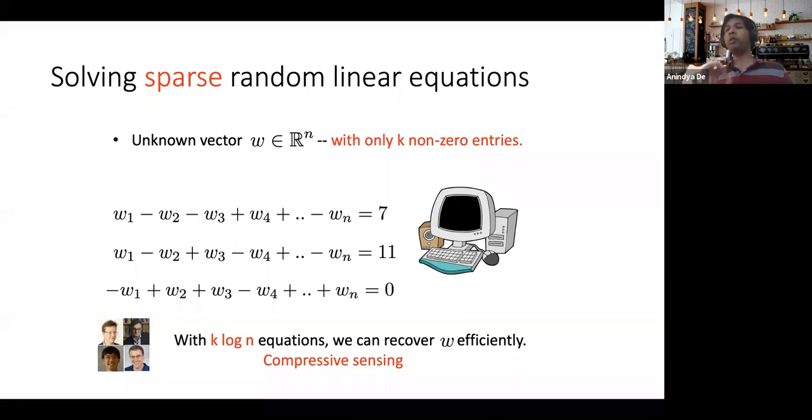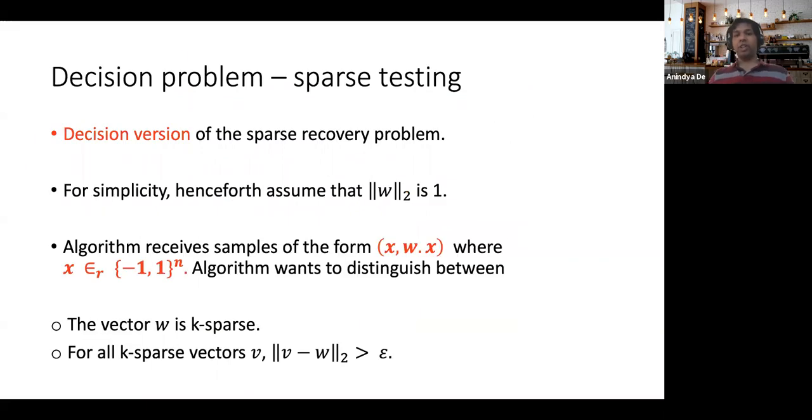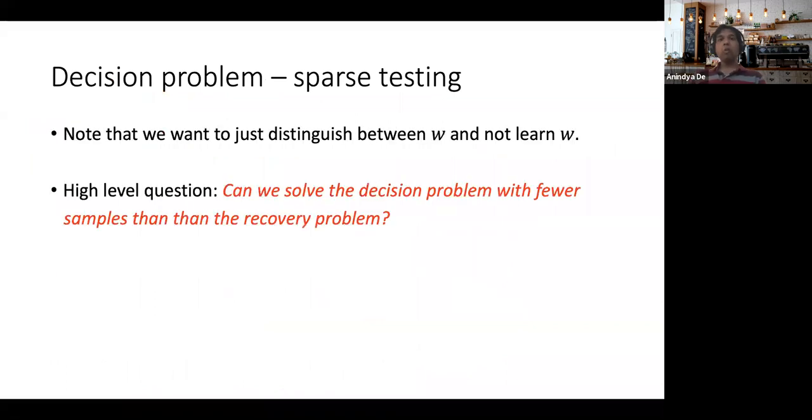Okay, but what I wanted to argue is that you cannot get rid of the log n if you want to recover W. But now in this decision version, observe, I'm just trying to solve a decision problem. I'm just trying to decide whether W is k-sparse or it's not k-sparse. So per se, there is no reason why this log n must be required. In particular, we just want to distinguish between W which is k-sparse and not k-sparse, and not per se learn W.